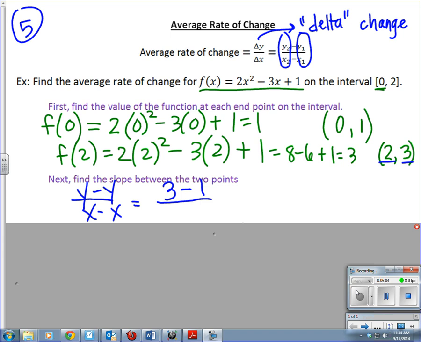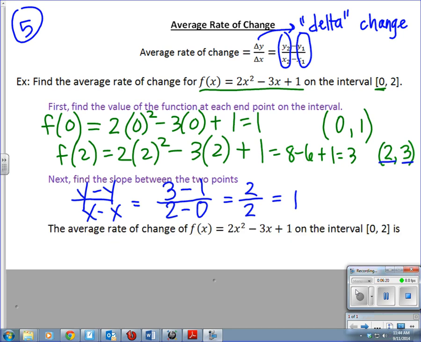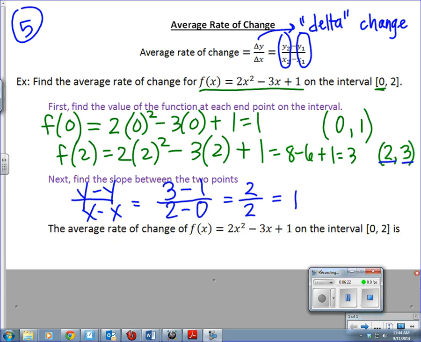I couldn't switch it and go to the 0. So then I go 2 minus the other x, which is 0. So what's 3 minus 1? 2 over 2 minus 0. And 2 divided by 2 is 1. I wrote this out, but you don't have to write this out if you don't want to.